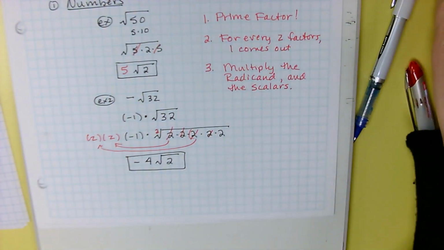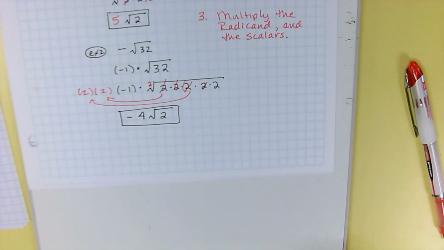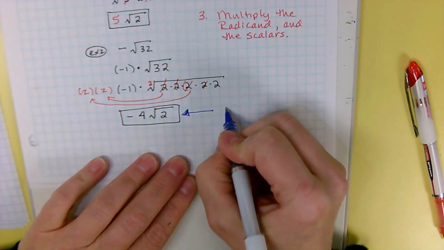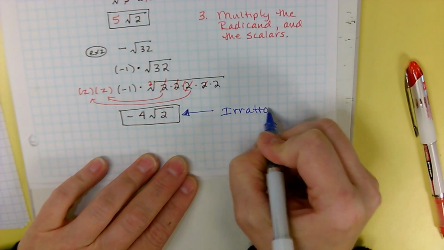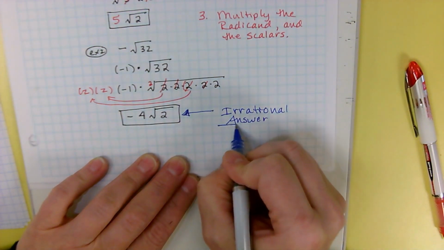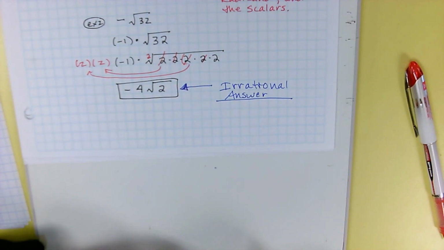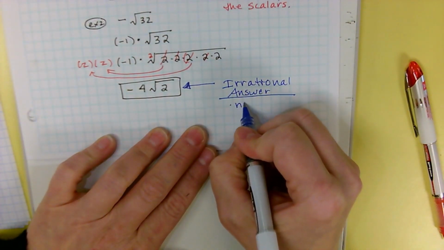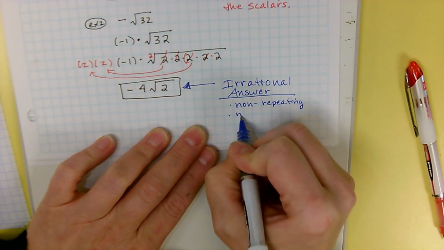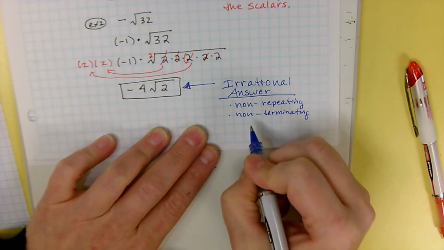So -4 radical 2. Now, in terms of types of answers, anytime you have a number that's trapped under a radical, that is an irrational number. So this is an irrational answer because it has the radical in it. And irrationals are non-repeating and non-terminating decimals.